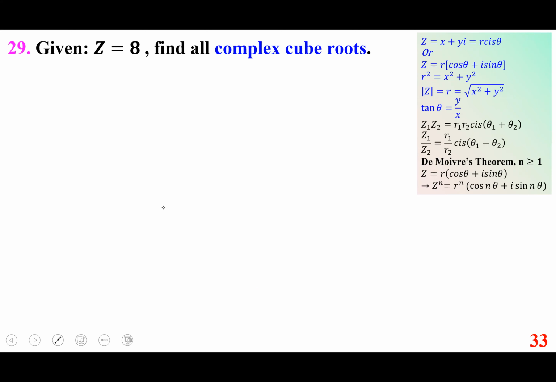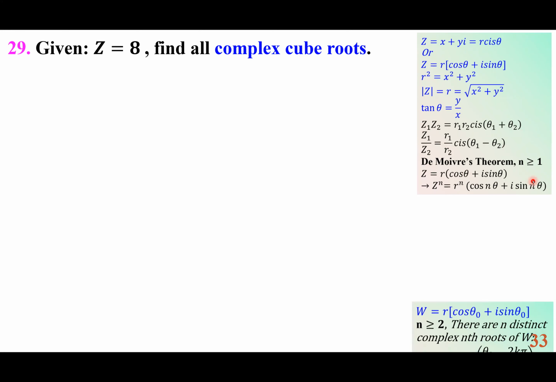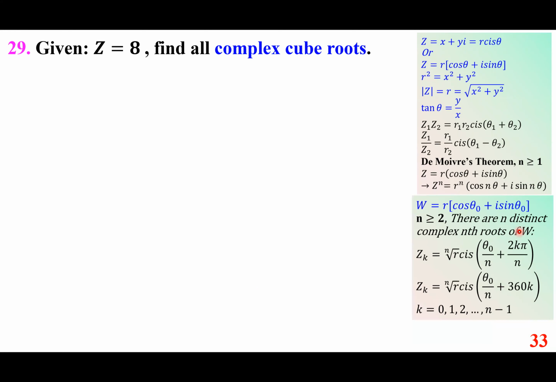Now we want to find the roots, cube roots. So we have the product, the quotient, the power, and now we have the roots. If a number is represented by r cis theta sub 0, then the nth root is the nth root of r cis theta sub 0 divided by n plus 2k pi divided by n, and we go from k equals 0 all the way to n minus 1.